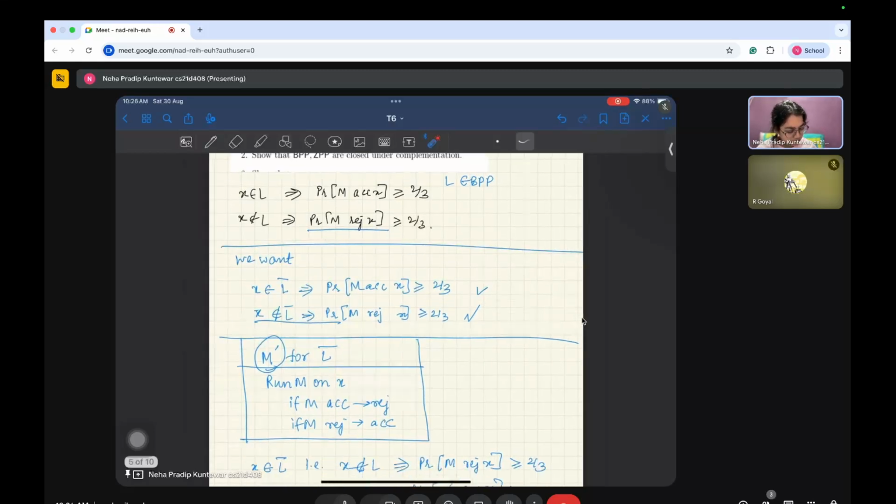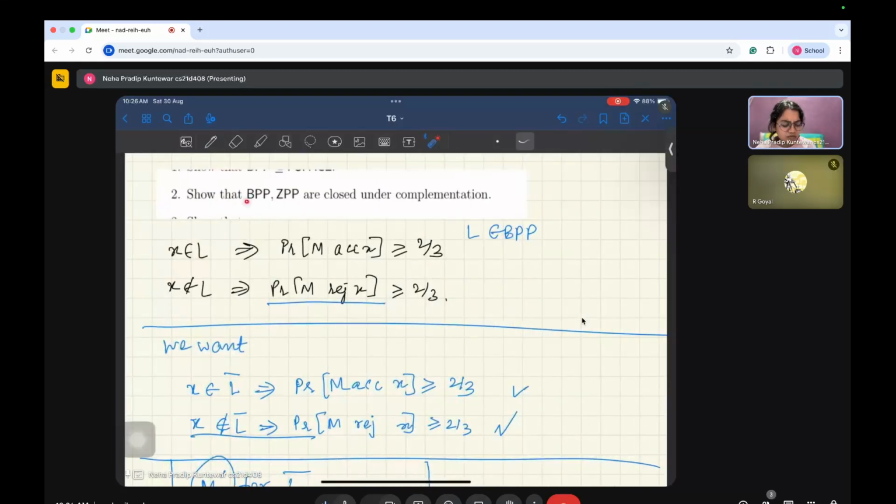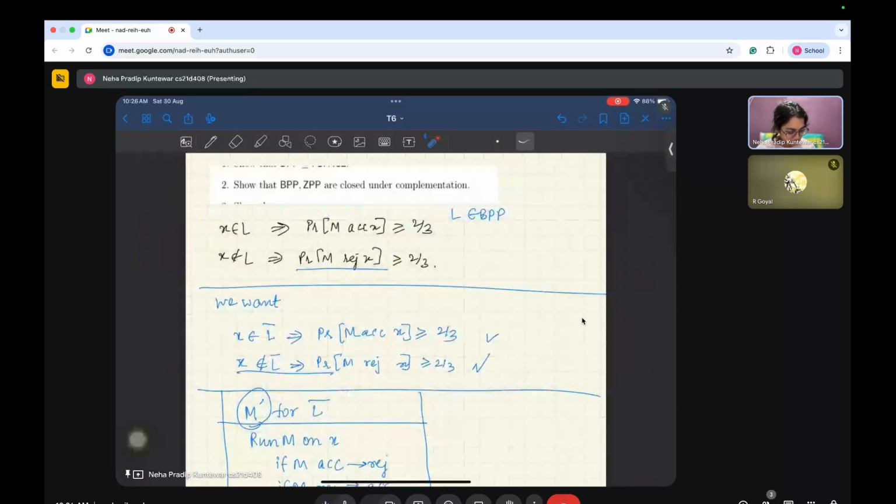It can also be shown that BPP is actually closed under union, intersection and star operation, but we will not get into it right now.